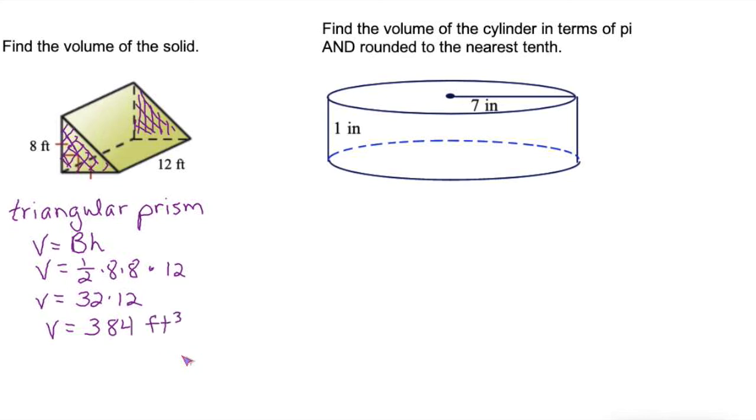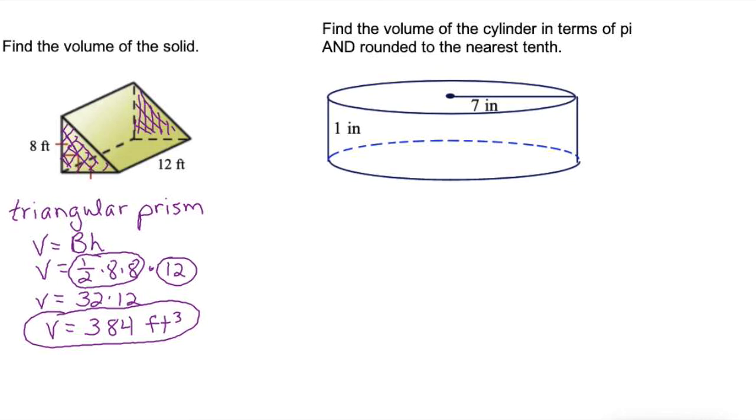Now let's not forget the units. That's going to be in cubic feet. See, my answer for the area of the base, which was this part, is in square feet. Then when I multiply it by the height, which is this, 12 feet, when I multiply square feet times feet, I'm going to get cubic feet. So that's my final answer.